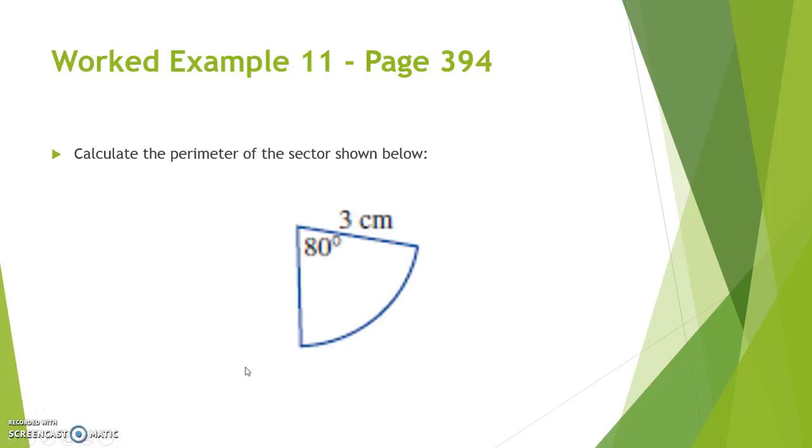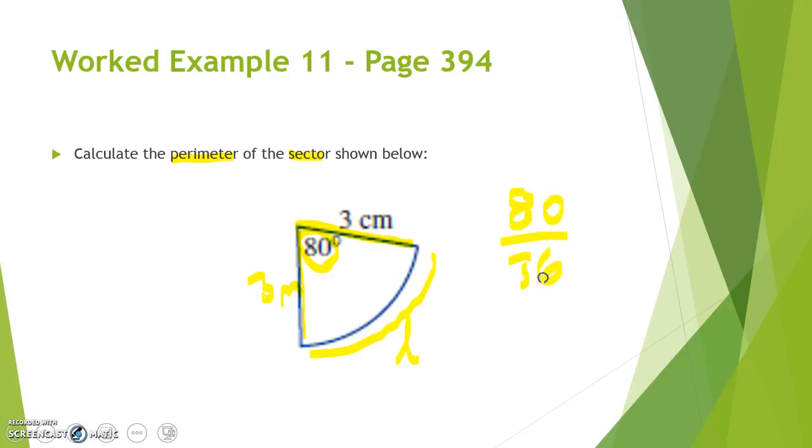Okay. So here's an example. Calculate the perimeter of the sector shown below. So let's start by looking at what we have. So we're calculating the perimeter of the sector. We know that the radius there and there are both 3. So we're going to need those as part of our perimeter. This is the arc length there. And we know this is the angle. So what fraction of the circle? It's 80 out of 360.